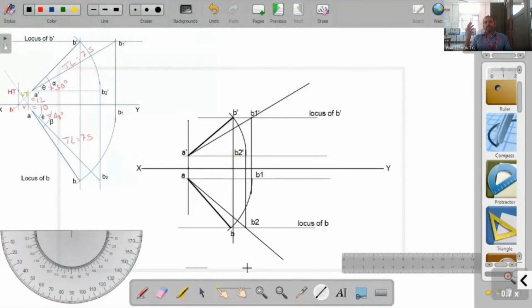So now, in the previous two steps, we obtained the length of the top view as well as the length of the front view. Then, in the next step, we rotate the front view and rotate the top view to the locus of B as well as the locus of B dash. So this is how we obtain the required drawing. Now let's see an animation of the same thing.